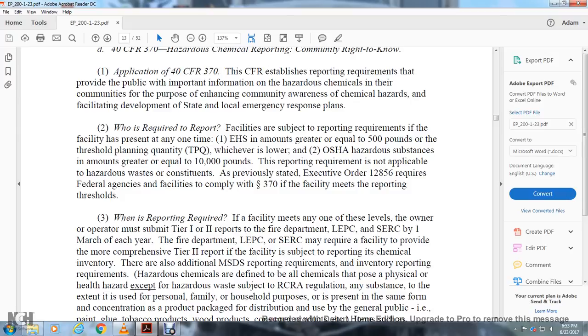The facility has present at one time, in an emergency, an extremely hazardous substance amount greater than 500 pounds or the threshold planning quantity, whichever is lower. For OSHA hazardous substances, the amount is greater than or equal to 10,000 pounds for the reporting requirement. This is not applicable to hazardous waste. As previously stated, Executive Order 12856 requires federal agency facilities to comply with Section 370, if the facility meets the reporting thresholds.